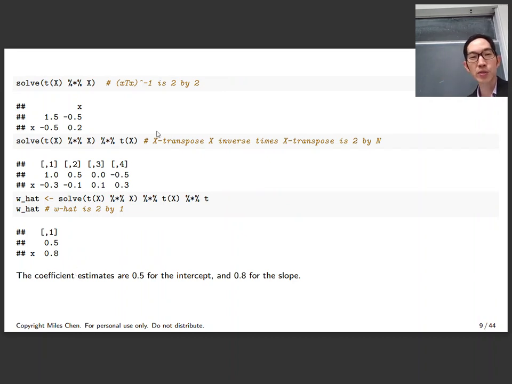Then we do (X^T X)^-1 X^T, which gives me this. And if I multiply by t, (X^T X)^-1 X^T t gives me 0.5, 0.8. So this corresponds to an intercept of 0.5 and a slope of 0.8.